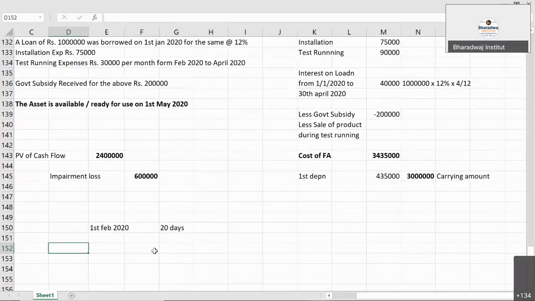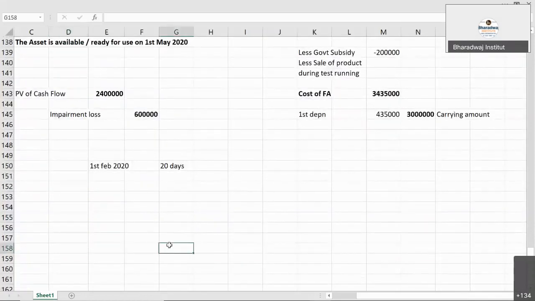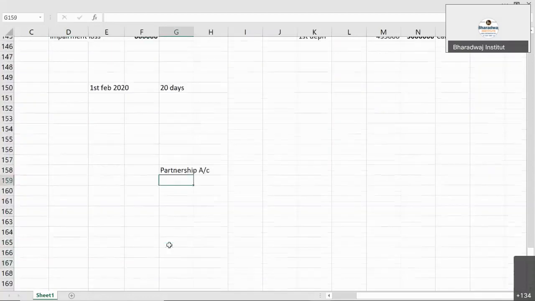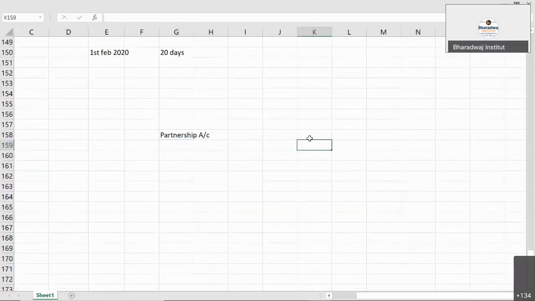Sure. Now, coming to partnership accounts, people were asking for some guidance in partnership accounts. I've given about 8 or 9 classes in partnership because partnership cannot be completed in revision.